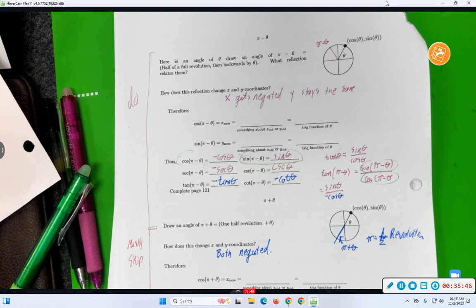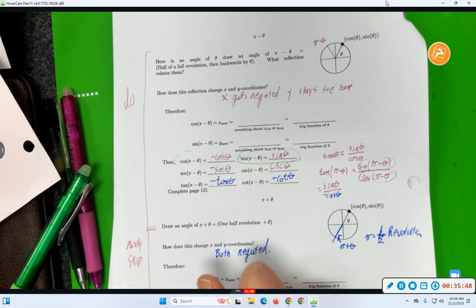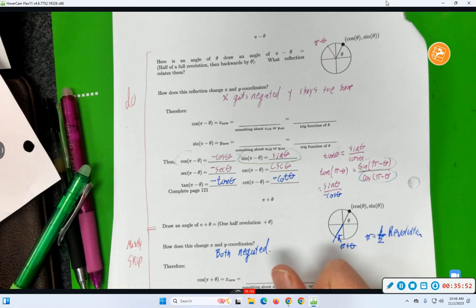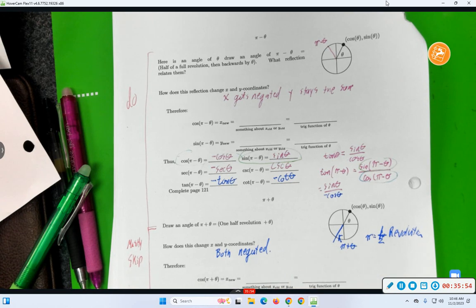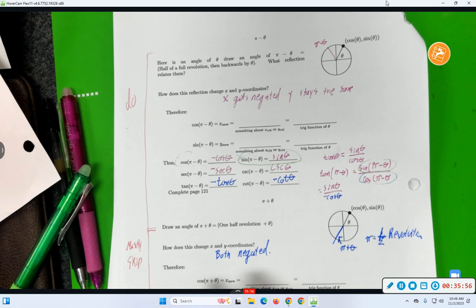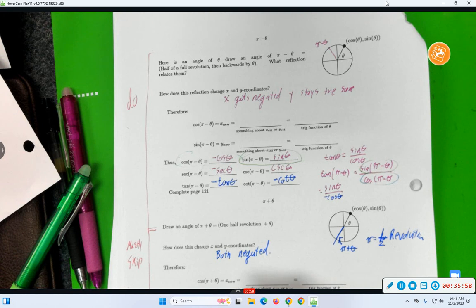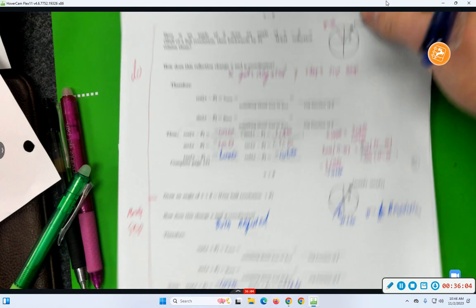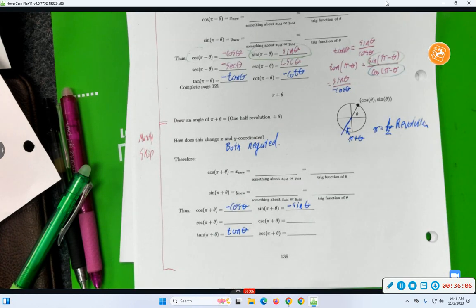Cosine is the x-coordinate. Cosine of pi plus theta is negative cosine theta. Sine of pi plus theta is negative sine theta. Tangent is the slope, so I think I'm already convinced that tangent of pi plus theta is tangent of theta. Yes, it appears I was able to do that.